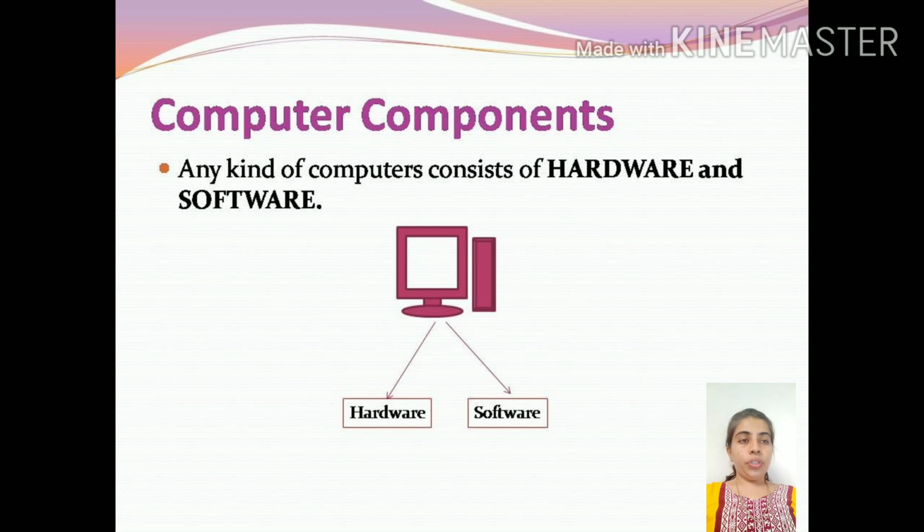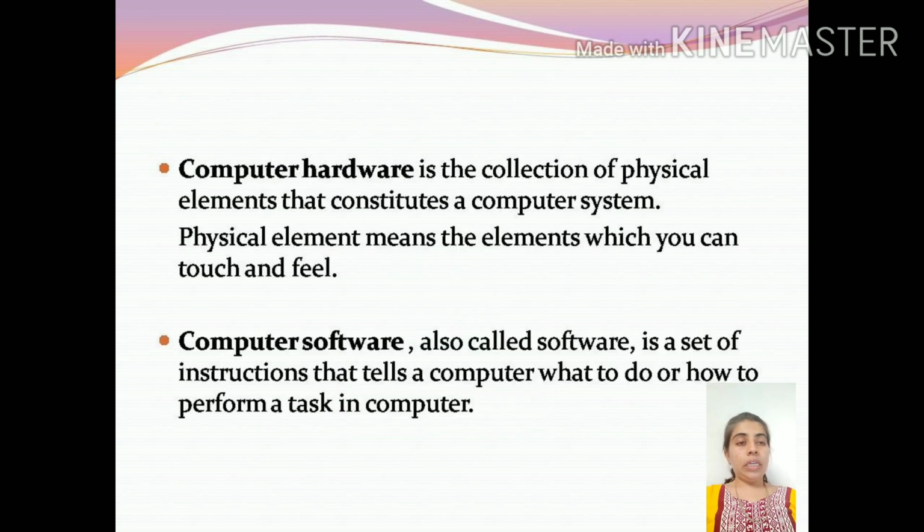Now, let's see the computer components. Any kind of computer consists of hardware and software. Means that your computer system is divided into two parts, hardware and software. Now let's see the computer hardware and software definitions. Computer hardware is a collection of physical elements that constitute a computer system. Physical elements means the elements which you can touch and feel. Computer software, also called software, is a set of instructions that tells the computer what to do or how to perform a task in a computer.